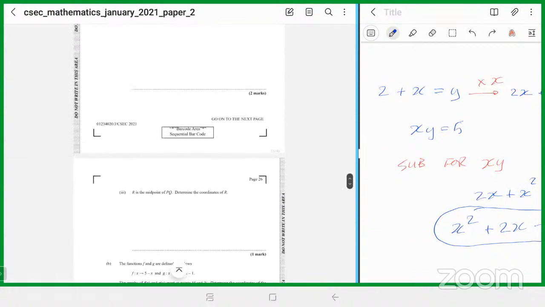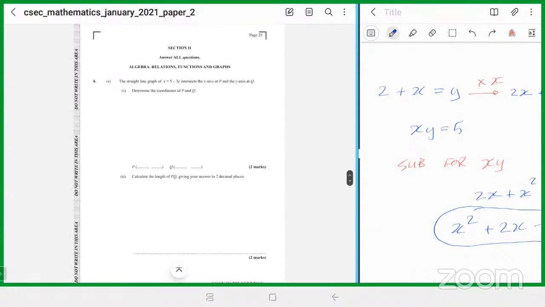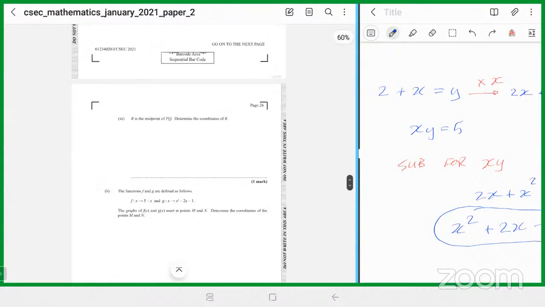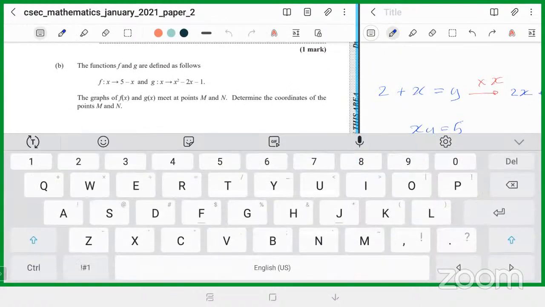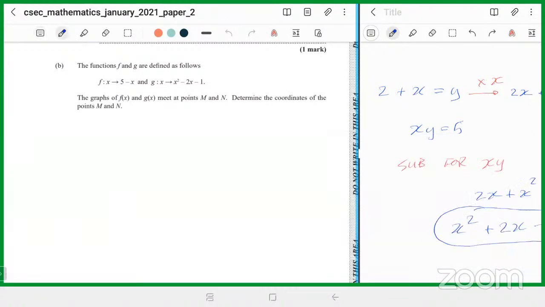All right. So this question is actually a simultaneous equations question right here. A line and a curve. I was showing you how to set it. You must write the equation of a line and a curve. That's how to set this one.